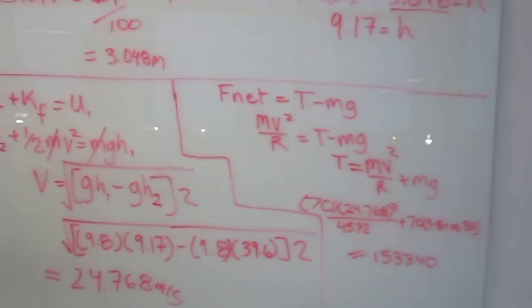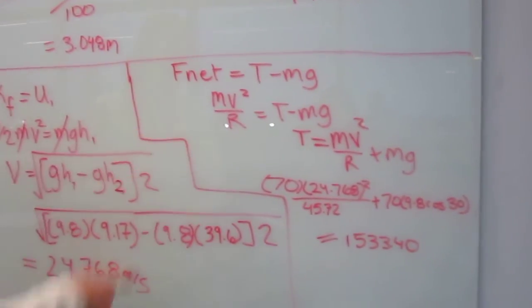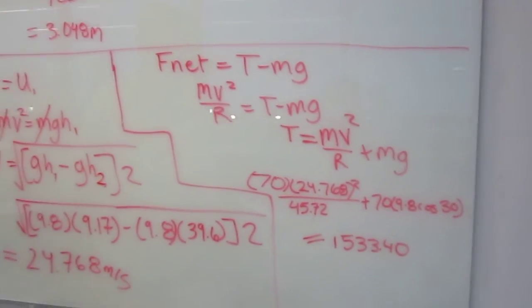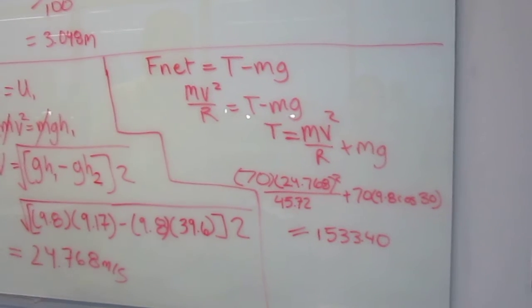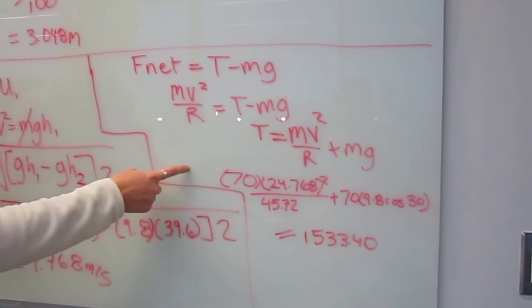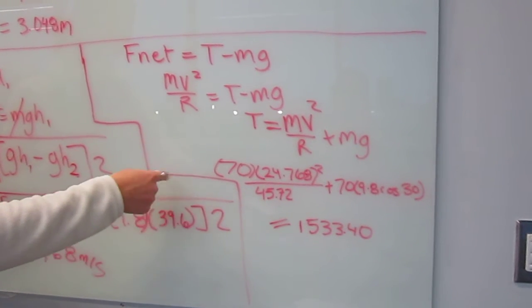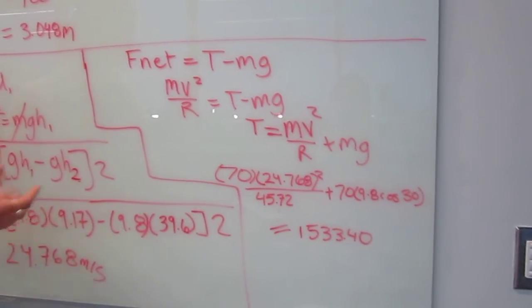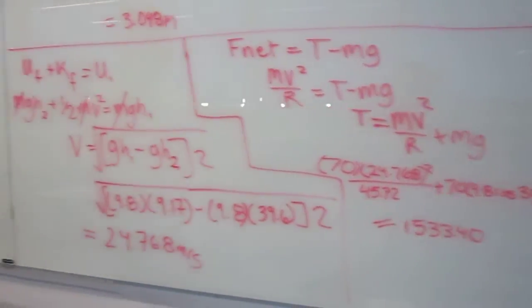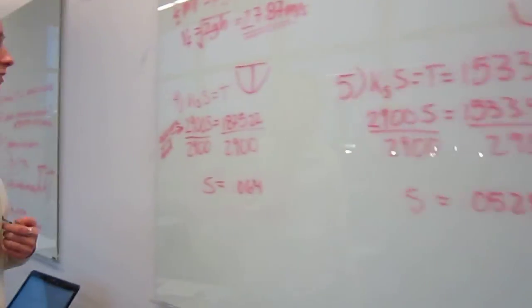We can then go ahead and plug that into our F net that we know, where we have the familiar equation from before, from number 2, the mv squared over r is equal to T minus mg, and you can go ahead and plug in the numbers that you've been given through your assumptions and your calculations, and you get 1,500.